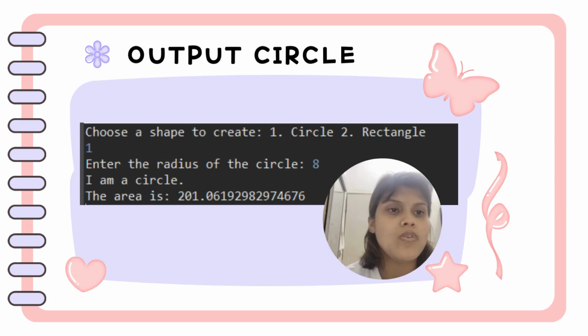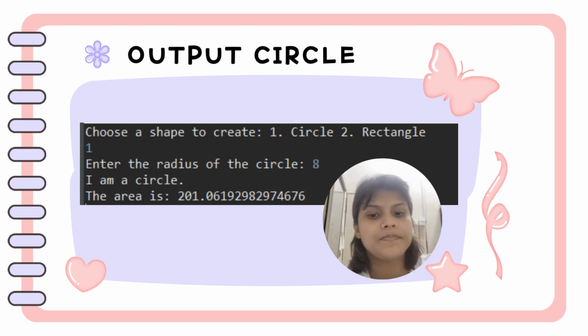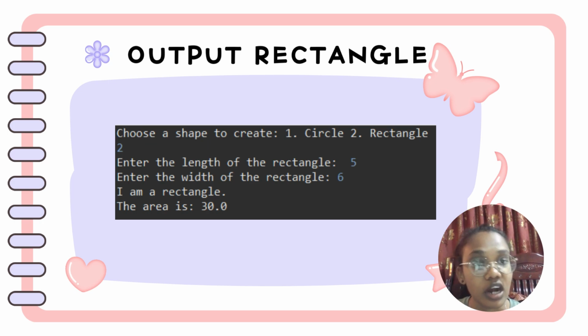Now I will continue with the output for the circle, which displays "Choose a shape to create": the first one is a circle, the second is a rectangle. When you choose one, you then enter the radius of the circle, which can be any number. I put 8, and it prints "I am a circle". Then it displays the area of the circle, which is 201.06.